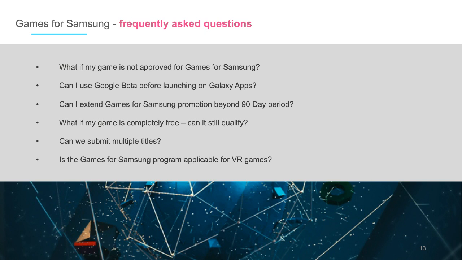Obviously, if you have a VR title and also an Android mobile version of the same game, you will get preferential treatment. And if you're accepted into the Games for Samsung program for your Android title, I can tell you that there is a very good chance that we will also feature your game inside Samsung Picks within the Oculus store. So we will do everything possible in our power to maximize the benefits for you as a developer.